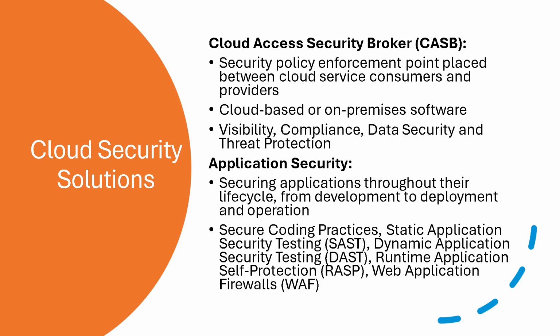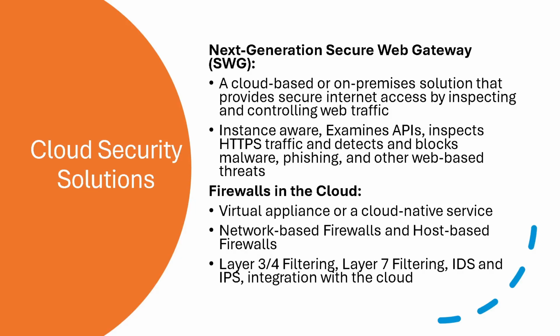Application security. Application security in the cloud involves securing applications throughout the life cycle from development to deployment and operation. It involves secure coding practices, static application security testing, dynamic application security testing, runtime application self protection, and web application firewalls. Next Generation Secure Web Gateway or SWG.